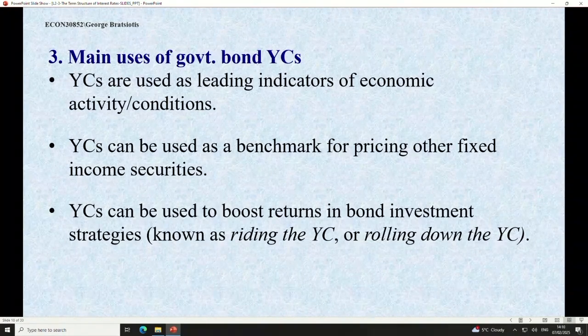And of course, they can be used to boost returns in bond investment strategies in the corporate world. Remember, corporations hold a number of bonds as a safe asset, and they can do all sorts of things. For example, they can use strategies like riding the yield curve, depending on the rates and the maturities, or rolling down the yield curves. You can read about these things.